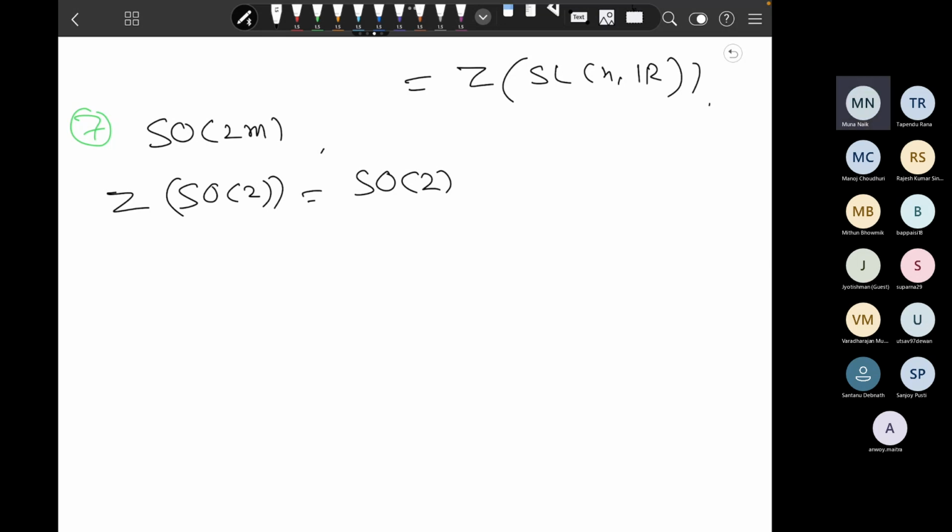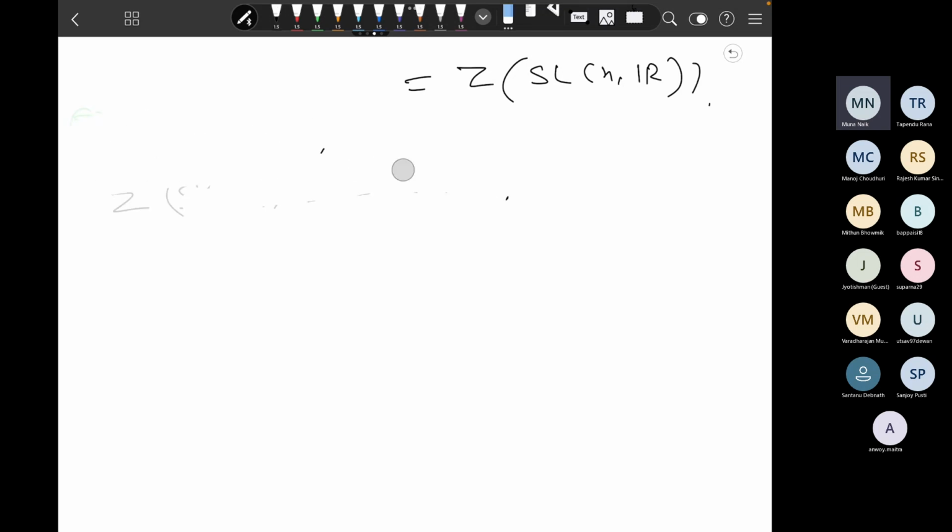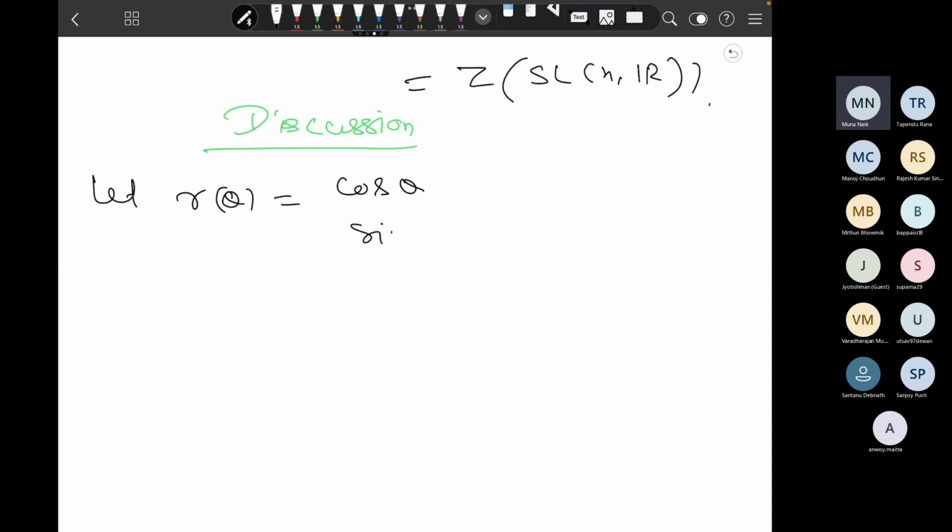We will do this for M greater than or equal to 1. Okay. Before that, I need to discuss something a little bit. So, a little bit of discussion. Let R theta be equal to the matrix cos theta, sin theta, minus sin theta, cos theta. This is the rotation matrix. And theta I will take from 0 to 2 pi always.